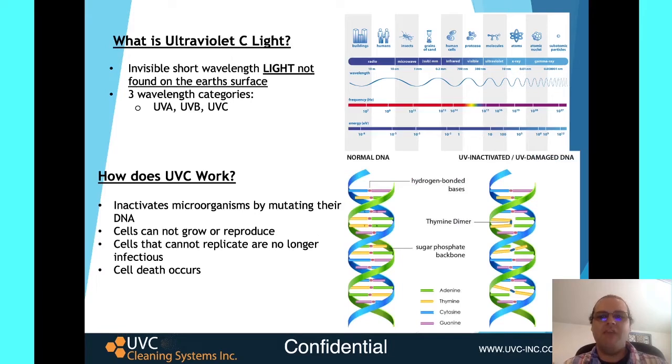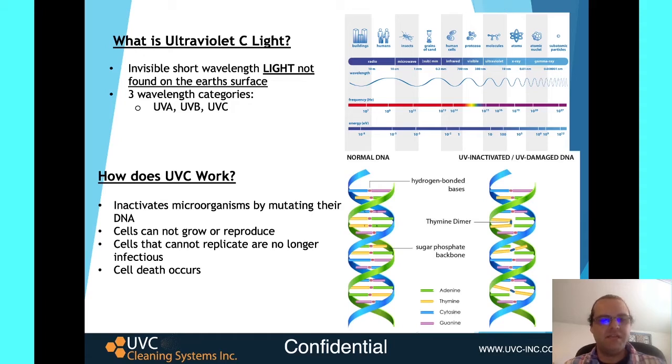Ultraviolet light falls between the visible and X-ray bands on the electromagnetic spectrum. It's an invisible short wavelength of light not found on the Earth's surface. UVC is one of three UV categories broken down into A, B, and C. Again, UVC is naturally filtered by the ozone in the Earth's atmosphere and not naturally occurring here on the Earth's surface. So by producing UVC energy, we accomplish a few things when attacking different pathogens.